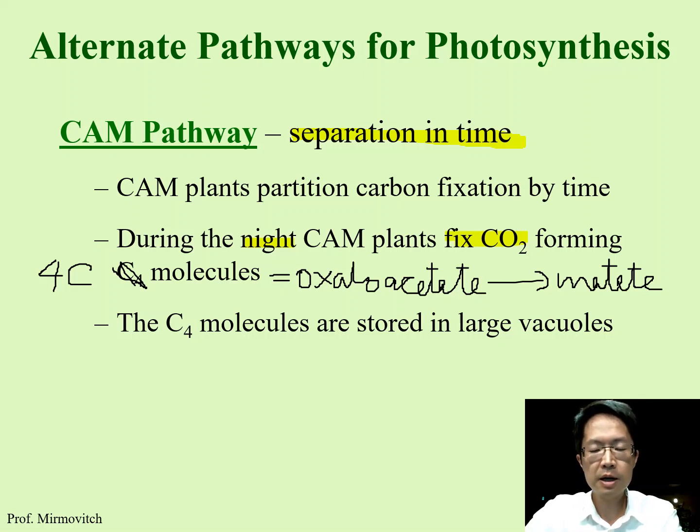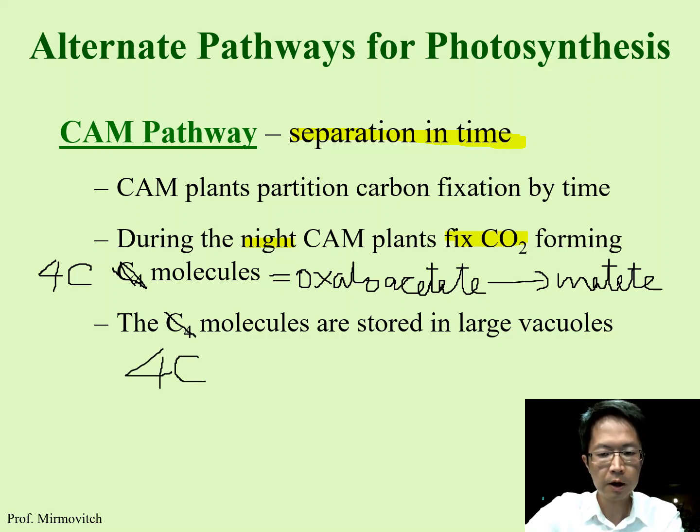And then during daytime, what happens? Malate will release carbon dioxide. This 4 carbon molecule is stored in a large vacuole. A large vacuole for what? For the plant to use in the daytime. So the 4 carbon molecule combined with carbon dioxide will be stored in a large vacuole so that it will be used in the daytime.